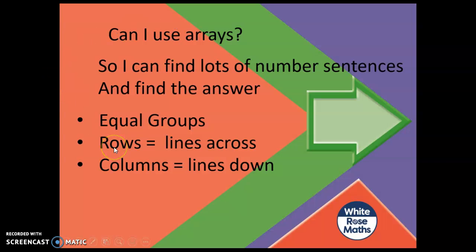When we look at arrays, we want to be looking at rows and columns. So if we circle a row, we are doing a line across the array, and columns are lines going down. You will sort of see these as we move on through the lesson.